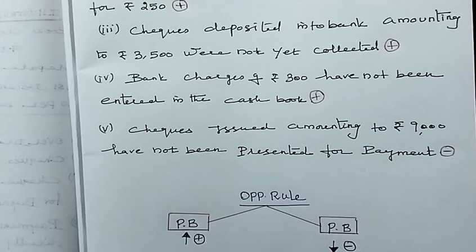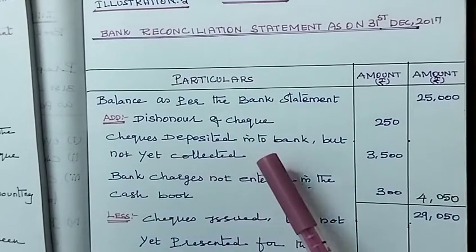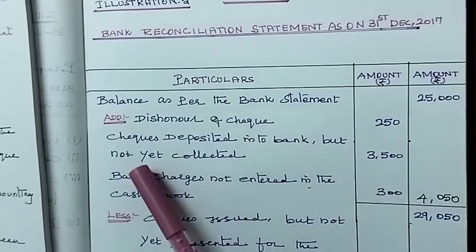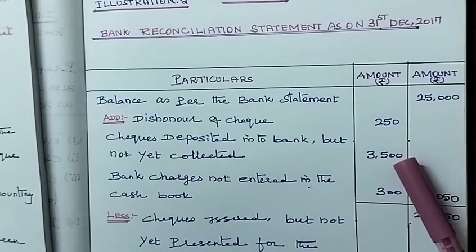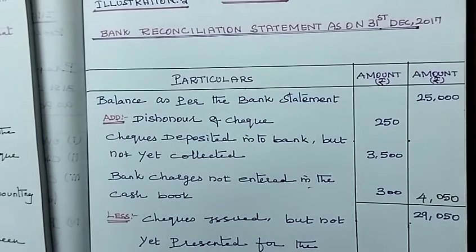So this transaction will be added. So in the add column we have to write checks deposited into bank but not yet collected, and 3,500 rupees is entered in the inner amount column.